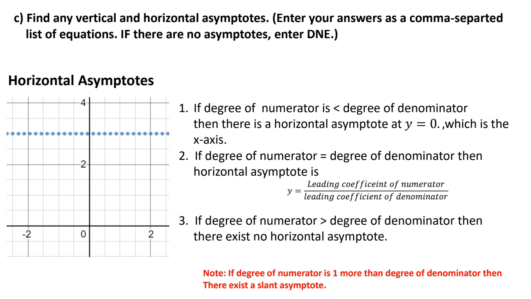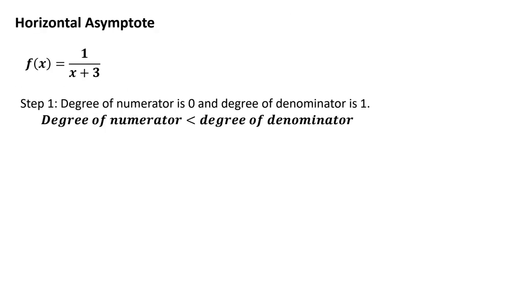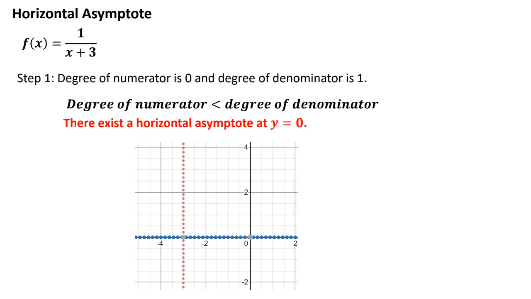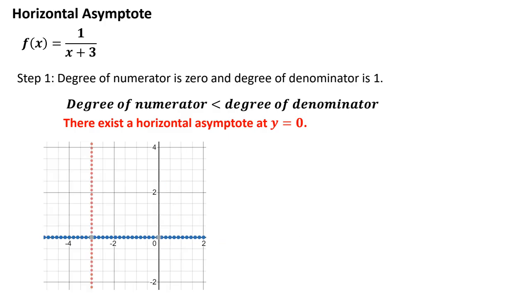Okay, so let's look at the problem that we have in hand. Here, the degree of the numerator is 0, right? Because I can write it as x to the 0, and x to the 0 is always 1. Here, the leading coefficient is 1. So 0 is smaller than 1. Again, the degree of the numerator is smaller than the degree of the denominator. So I'm going to have a horizontal asymptote at y equals 0, as represented here in blue as a dashed line.